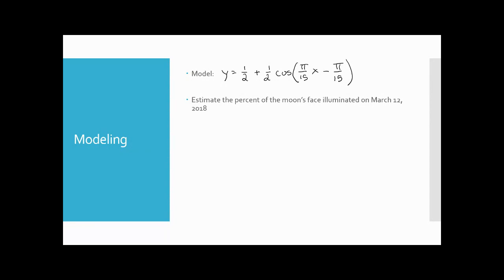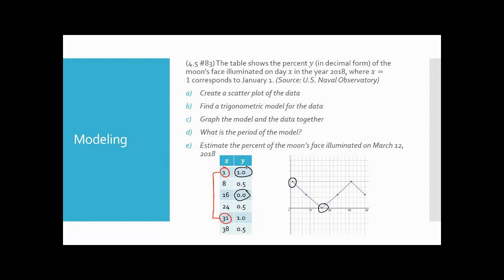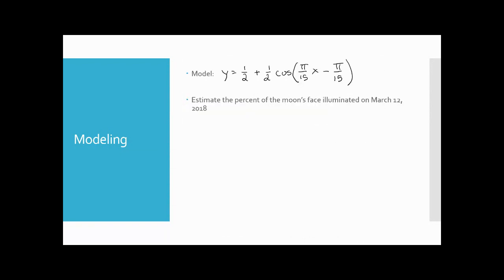Now, the next question was asked, and let me go back to it. Let me find the right slide. So it says graph the model and the data together. It says what is the period of the model? We found that already. That's 30. And then estimate the percent of the moon's face illuminated on March 12th, 2018. So we got the model. Let's graph it so that we can see how good of a model this is.